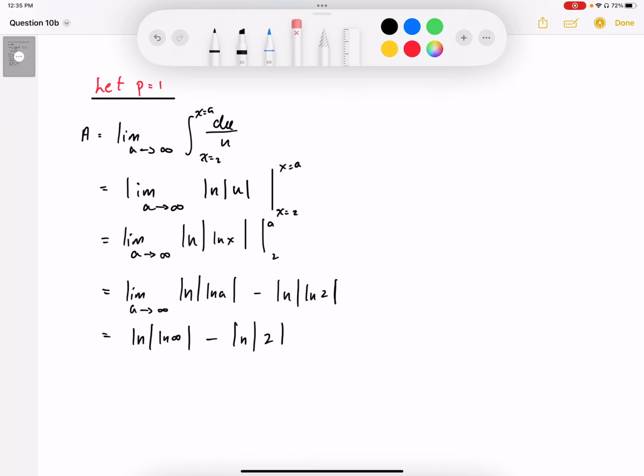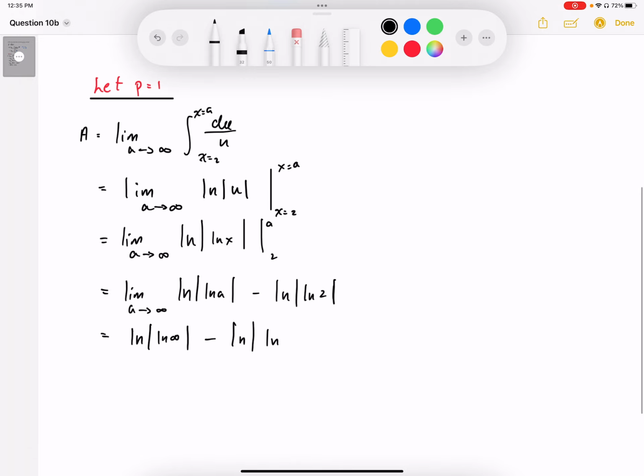Oops, this is log of log 2. Okay, so in doing this, I can see that log of log infinity is infinity, log of infinity again is infinity. So I know that is infinite, and that's going to be subtract whatever that amount is. But whatever that amount is, all we really care is the fact that it's a finite amount. And so the net area is infinite.